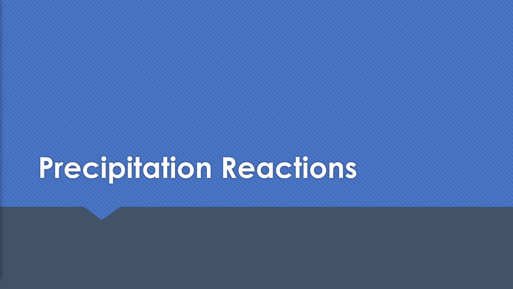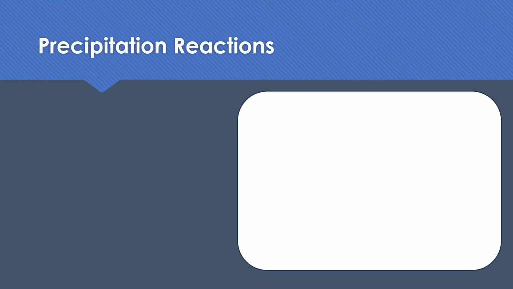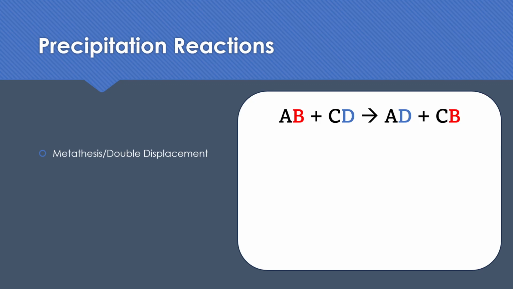So precipitation reactions are a type of reaction in aqueous solution. And basically, it is kind of exactly what it sounds like. A precipitation reaction also is a type of metathesis or double displacement reaction. There are other names for this, but this is one type of reaction that follows the form AB plus CD gives you AD plus CB.